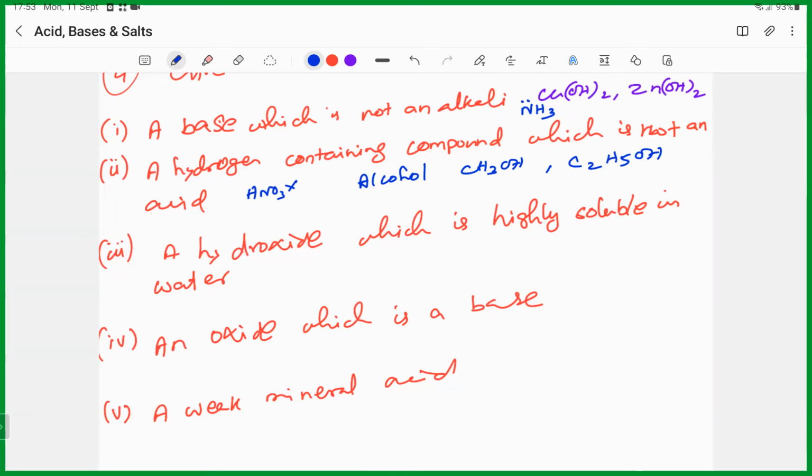Next, a hydroxide which is highly soluble in water. Very good. NaOH. An oxide which is a base.